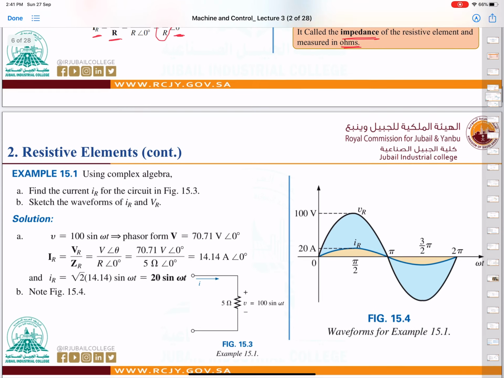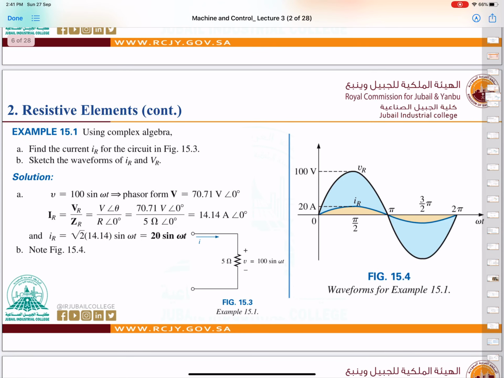Now, let us take an example, okay? Example 15.1: using complex algebra, find the current IR for the circuit, okay? Complex here means we have an angle, okay? We are dealing with angles. For this figure, we have a source, we have a current, and we have the resistor.